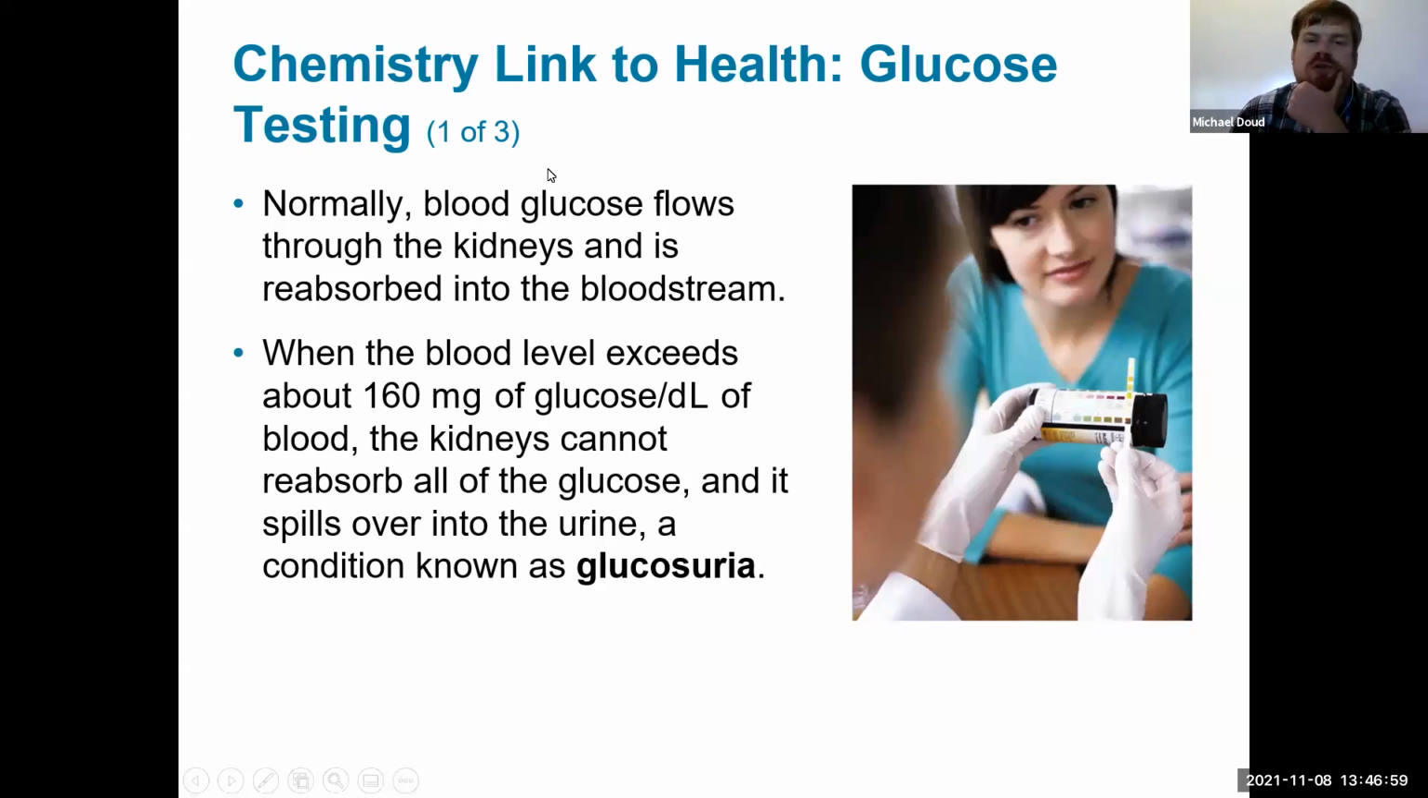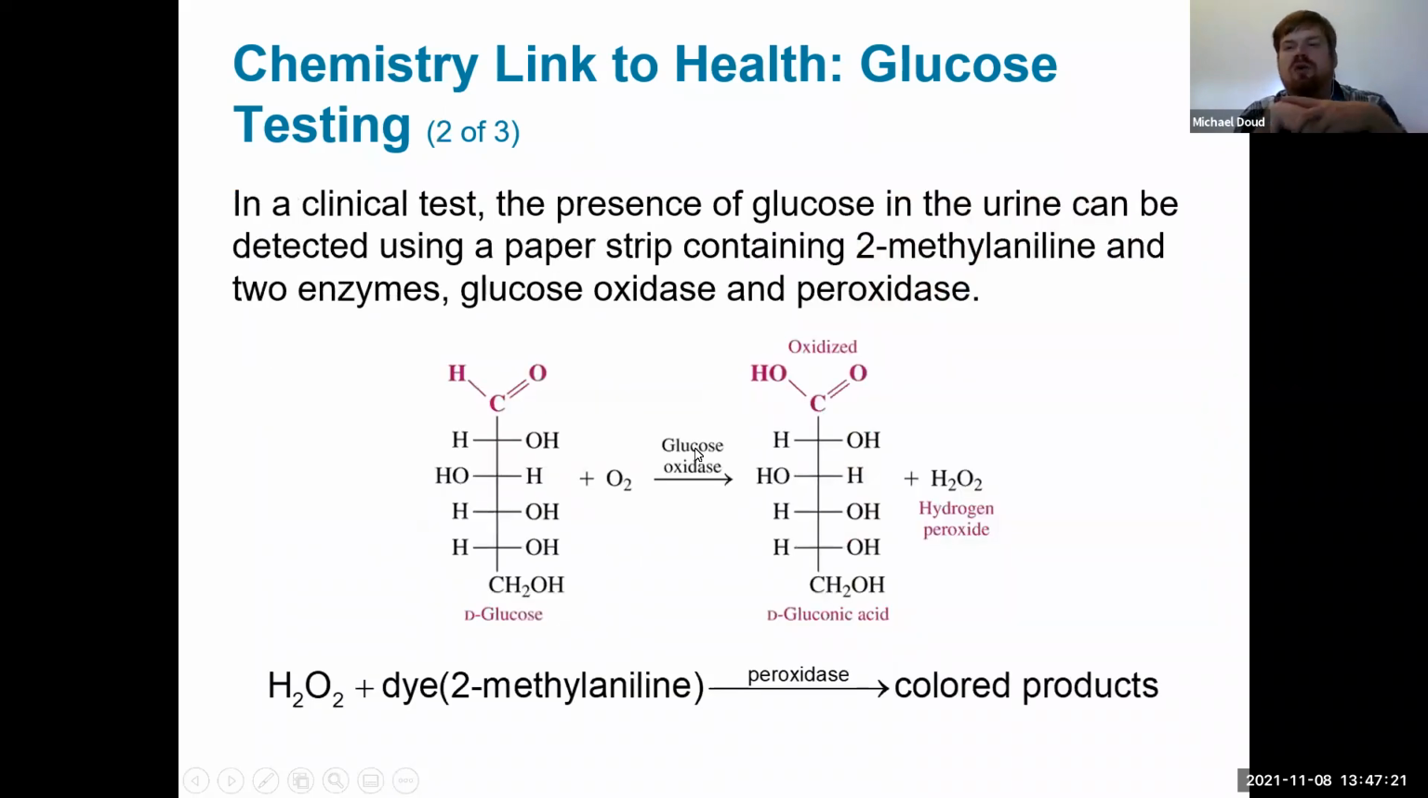So blood glucose usually flows through the kidneys and then it becomes reabsorbed into the bloodstream. If the blood level exceeds 160 milligrams of glucose per deciliter of blood, the kidneys won't be able to reabsorb all of it and it'll spill over into the urine. This is known as glucosuria. So you end up with urine that contains sugar in it. So that can indicate problems with your sugar processing system.